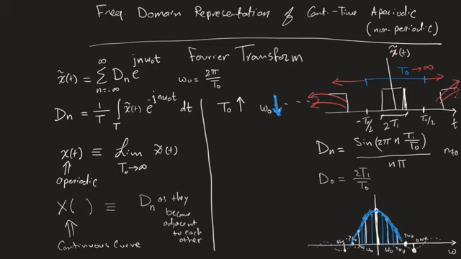Why didn't you write x of t inside the bracket? Sorry, I will write it now. I didn't write anything yet. It's not x of t. This is x in the frequency domain.